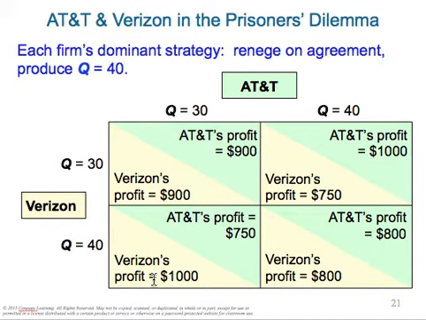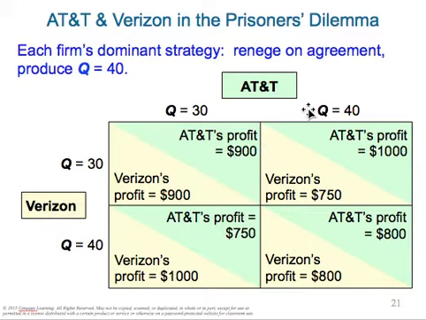Now, they're choosing, let's do Verizon first. We did the vertical columns first last time. Verizon can choose between 30 or 40. Well, what's better, $900 or $1,000? Well, $1,000, so check mark down here. What's better, $750 or $800? $800, well, check mark down here. That means Verizon's dominant strategy, both check marks are down in this payoff area, right? So their dominant strategy is to produce 40.